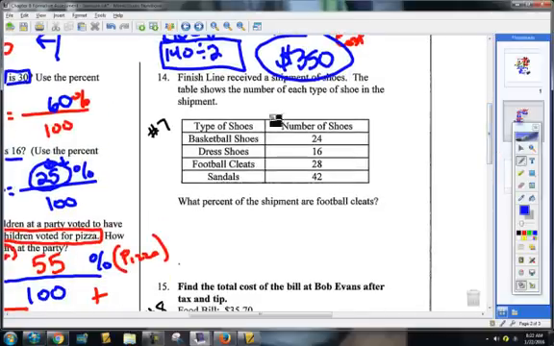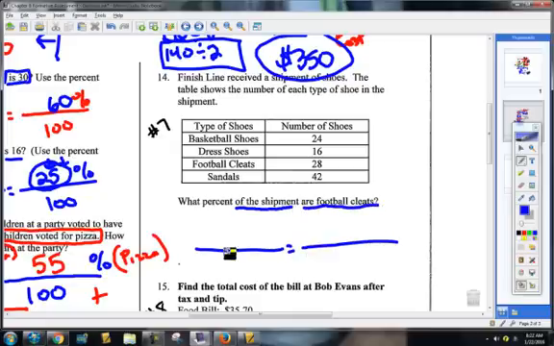Okay, this question right here. Finish Line received a shipment of shoes. The table shows the number of each type of shoe in the shipment. What percent of the shipment, I'm going to underline that, are the football cleats? Now, obviously, you had to have a percent proportion here. Actually, no, you didn't on this one. If you didn't do a percent proportion, I'll show you how you could have done it. But this is one where you can use kind of is over of, because it says what percent of the shipment. So that means the total shipment, doesn't it? So you actually had to find the total number of shoes that were in that shipment, which was 110.